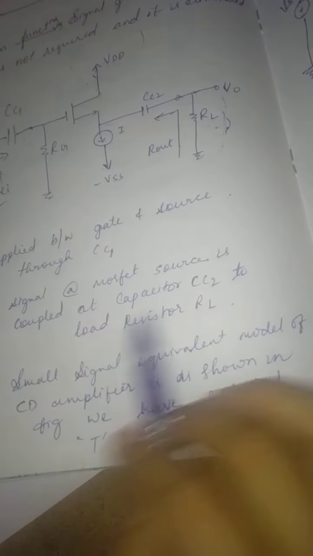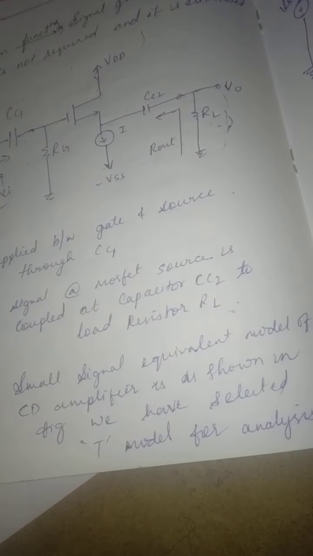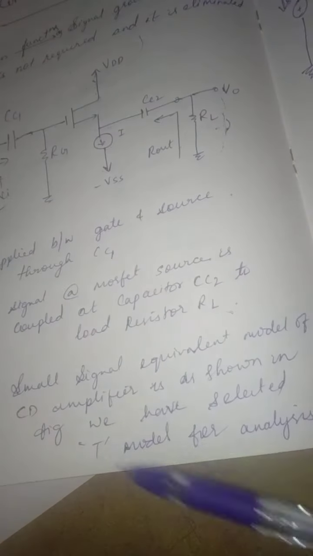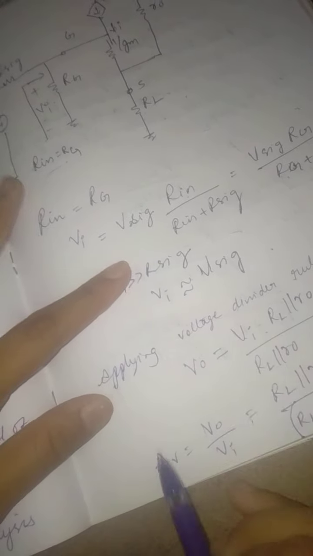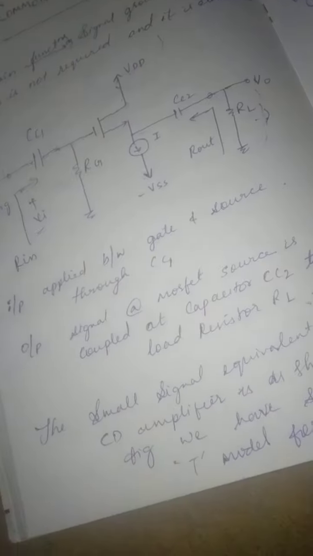Okay, so the output signal at the MOSFET source is coupled through capacitor CC2 to the load resistor RL. Now we are going to consider this in terms of the T equivalent model just for the analysis. Then write the T equivalent model circuit. Once the circuit is done, then go on finding Rin, then go find AV, and once you find AV, then open circuit gain and overall gain you will be finding. And what about R out? R out is not mentioned anything over here.